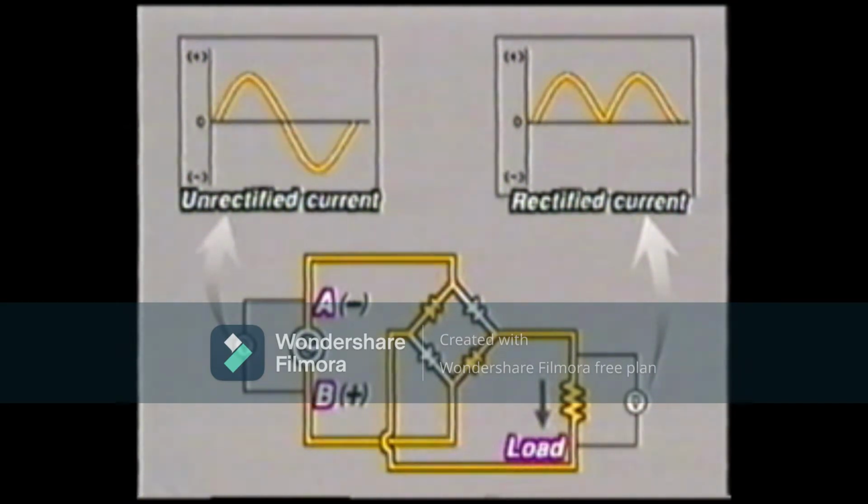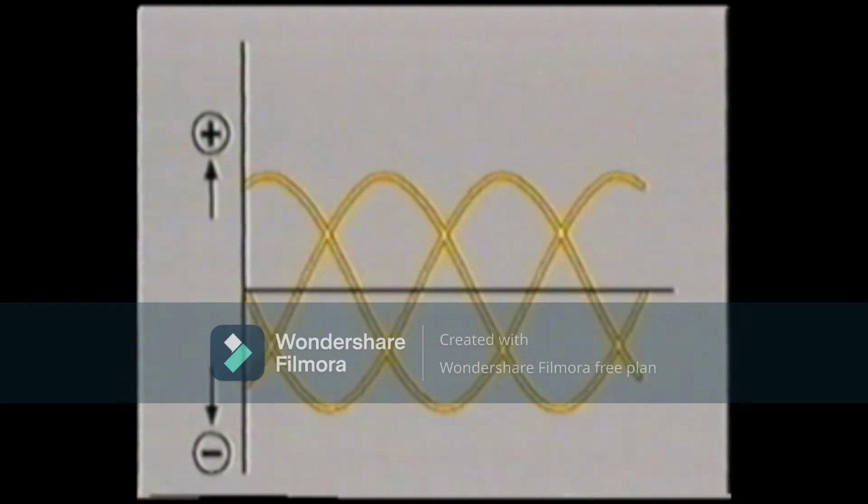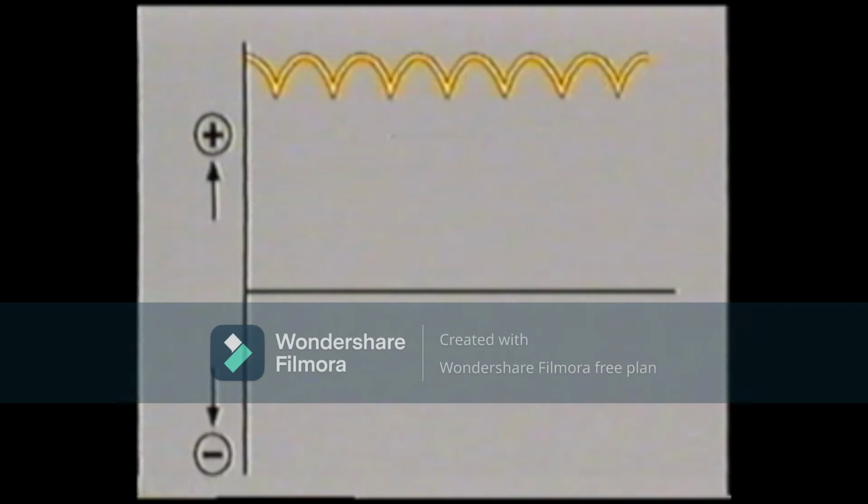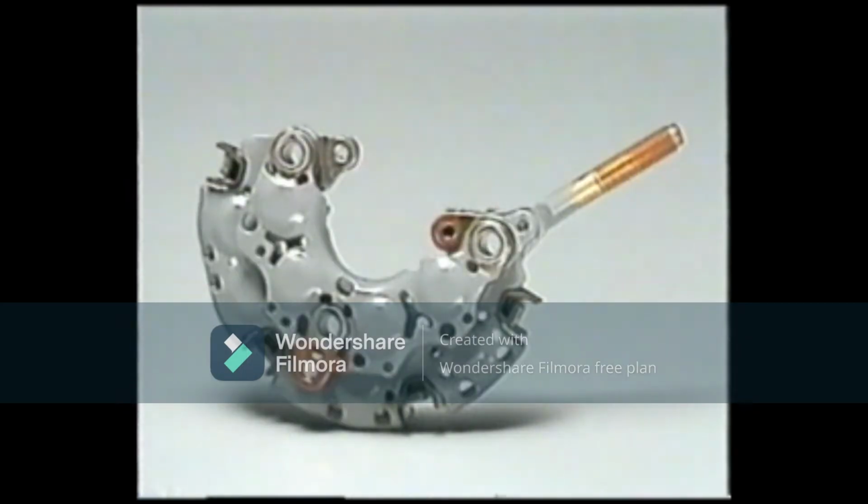The alternator produces 3-phase alternating current, so the direct current after rectification is as shown. This is what a rectifier looks like.